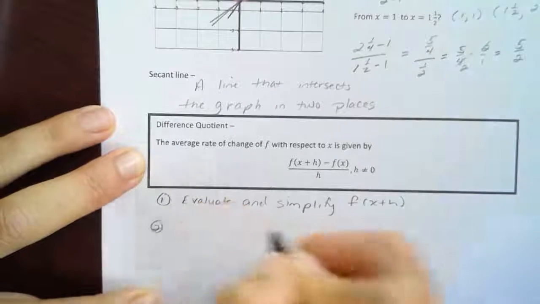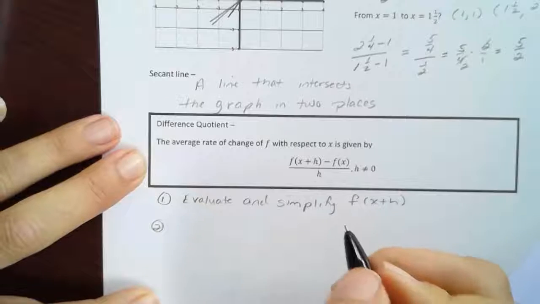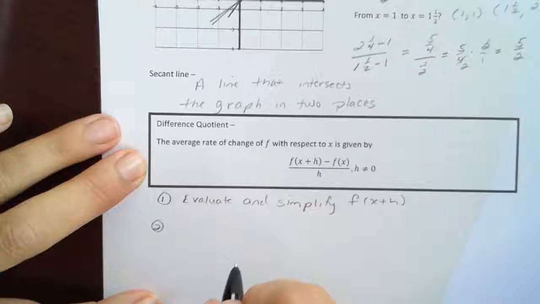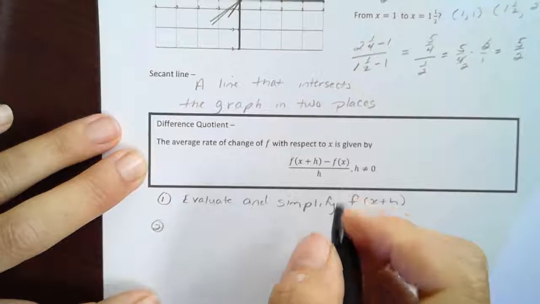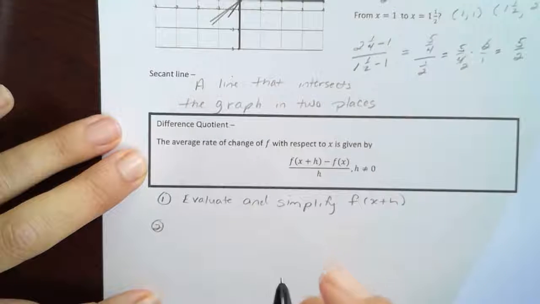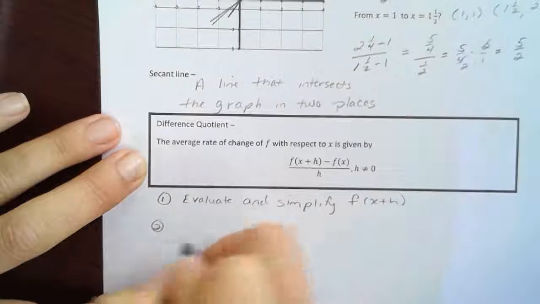The second thing you're going to do is substitute in the expressions for the f of x plus h and the f of x. Make sure you use parentheses, particularly after that subtraction sign. When you subtract expressions, you subtract every term, not just the first one, so the parentheses are very important.